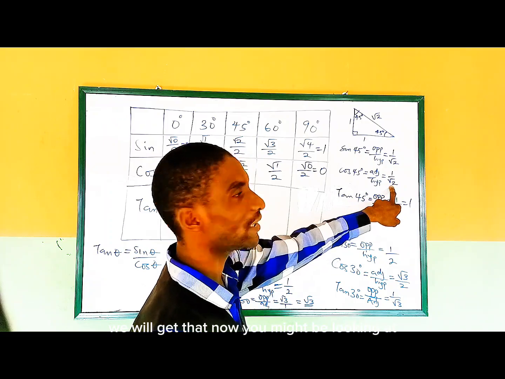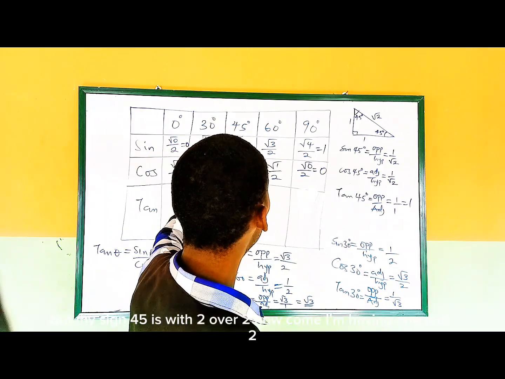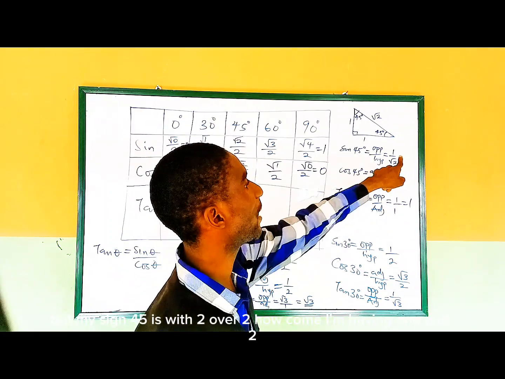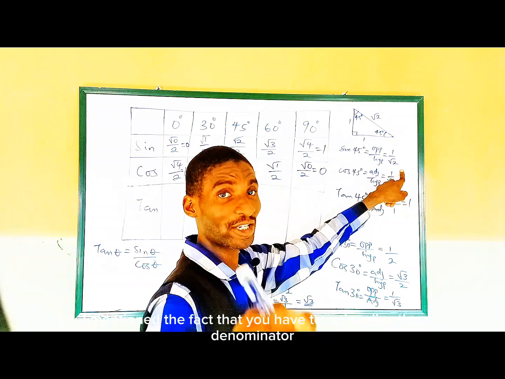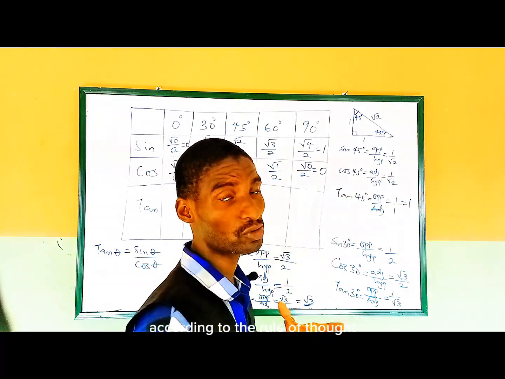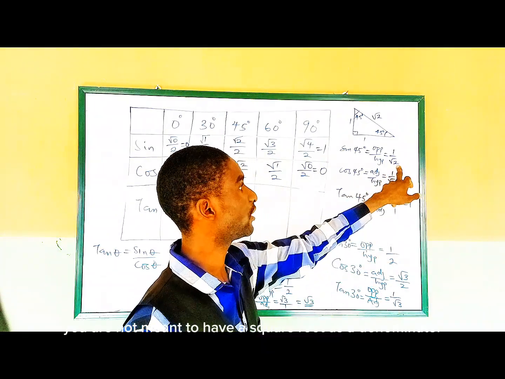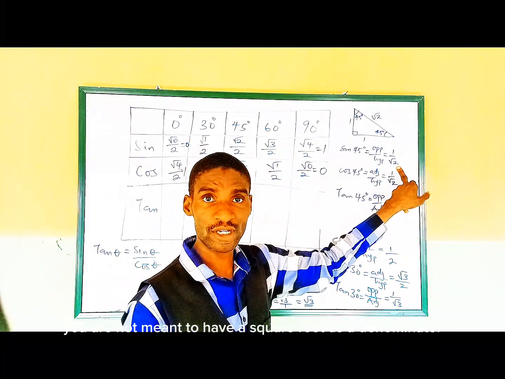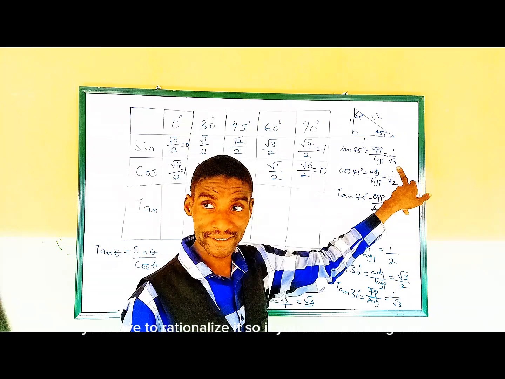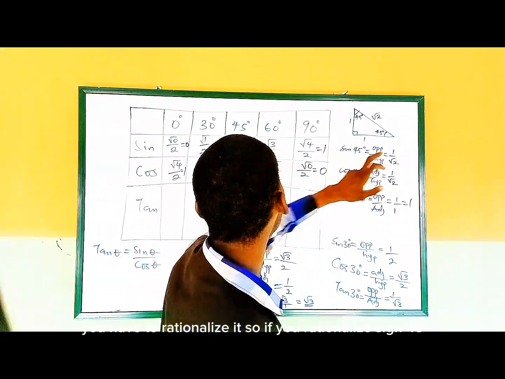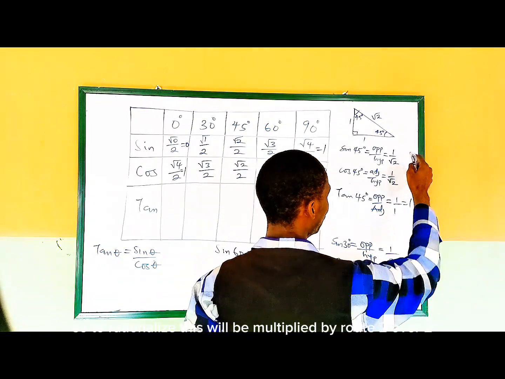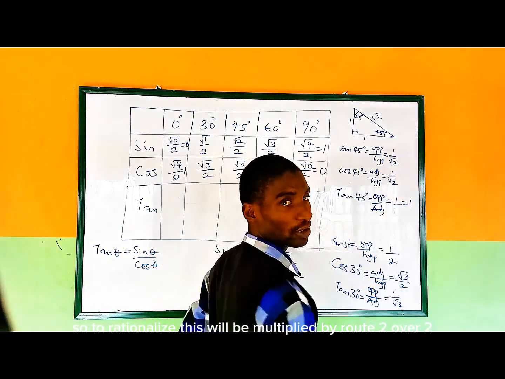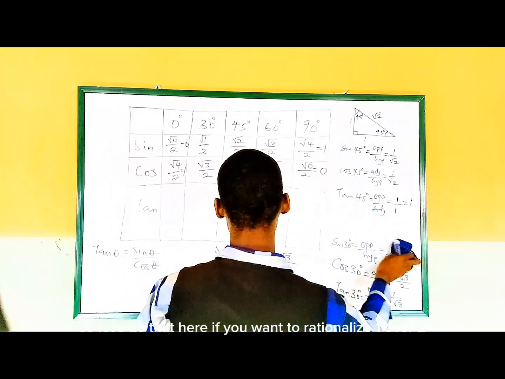Now, you might be looking at this, but my sin 45 is root 2 over 2. How come I'm having 1 over root 2? Earlier I mentioned the fact that you have to rationalize the denominator. According to the rule, you are not meant to have a square root as a denominator. You have to rationalize it. So if you rationalize sin 45, let's see if our answer is going to be this. To rationalize this, we multiply by root 2 over root 2.